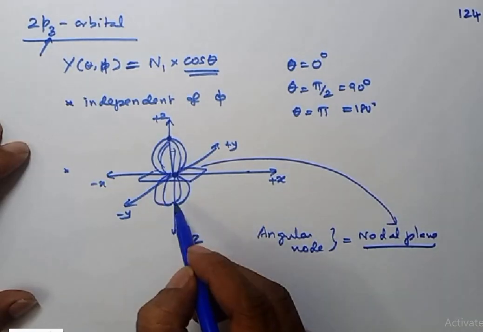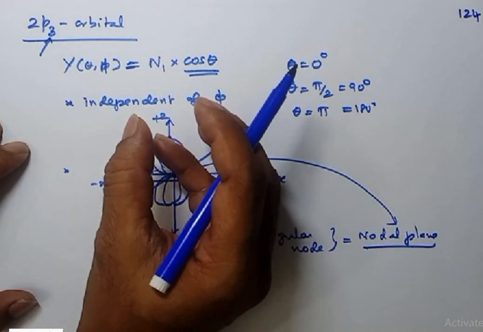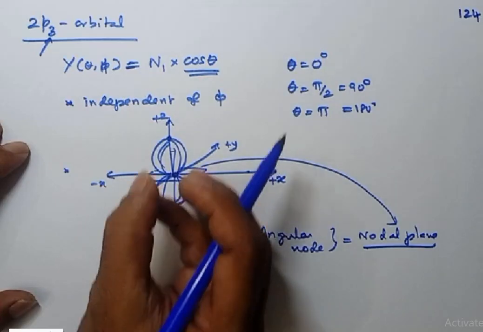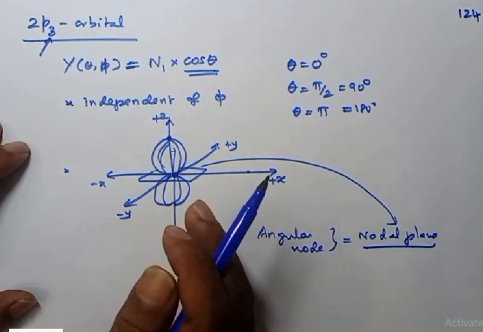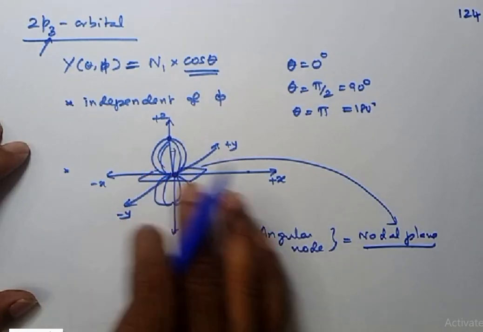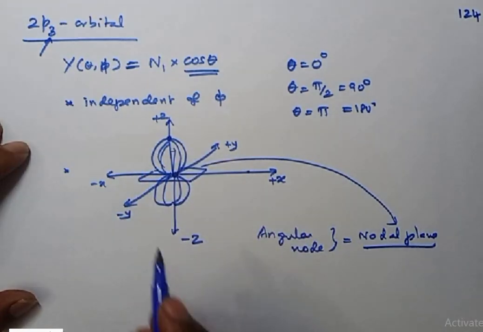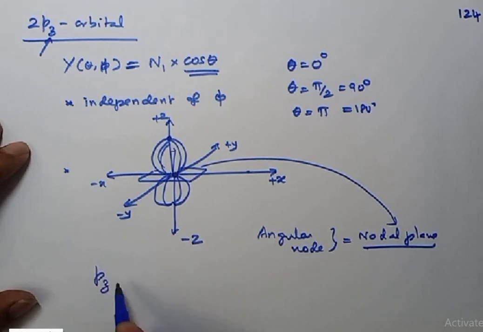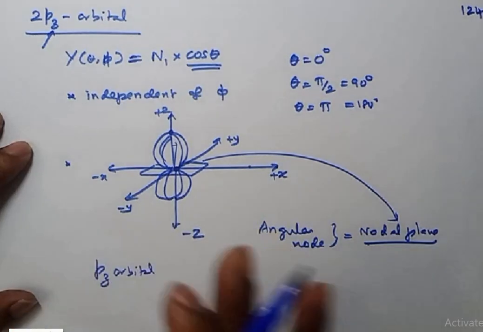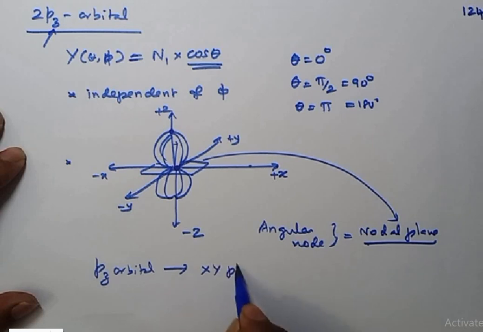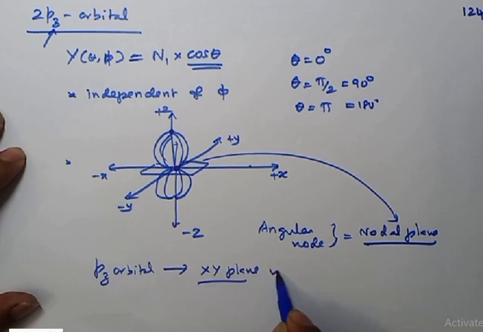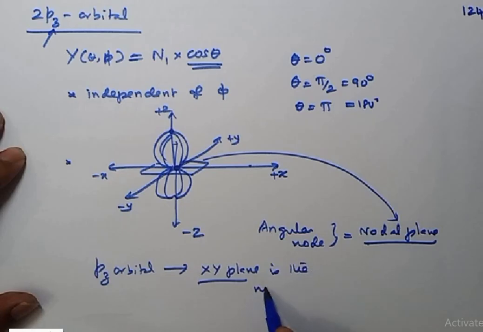For pz orbital, the upper lobe and the downward lobe are along the z axis. Therefore, the nodal plane is present in the xy plane. So whether it is 2pz, 3pz, 4pz, whatever it is, in general for pz orbital, the nodal plane is the xy plane.